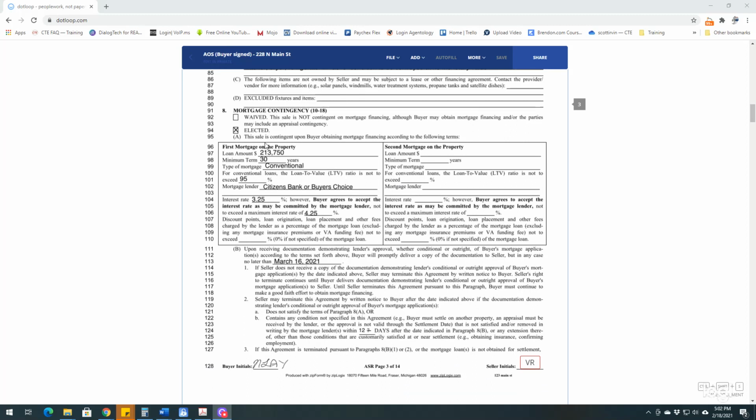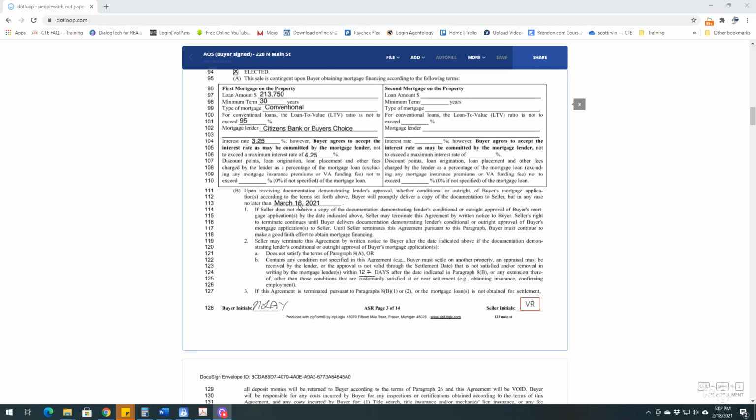In this one here, we do have a mortgage contingency. They're electing that. They need to get a loan amount of $213,000, 30-year conventional. They're putting 5% down, and this is the interest rate spread that they need to get between. If they can't get a loan within these conditions, the buyer could walk away from the contract. They could void it and get their deposit money back.